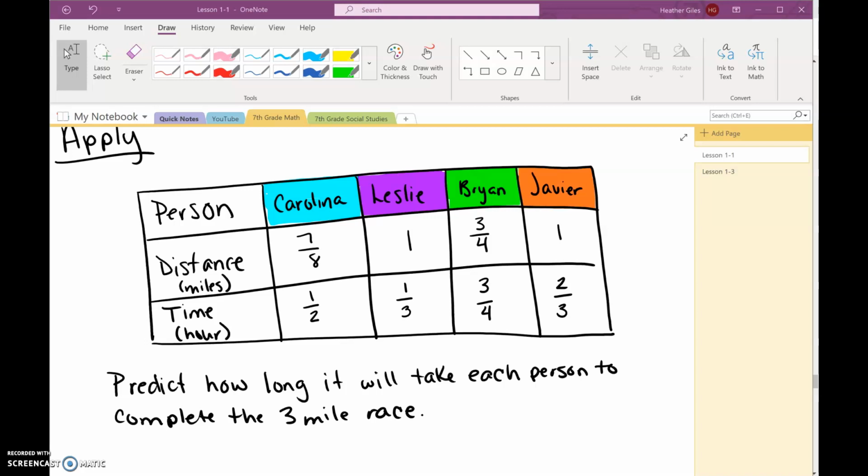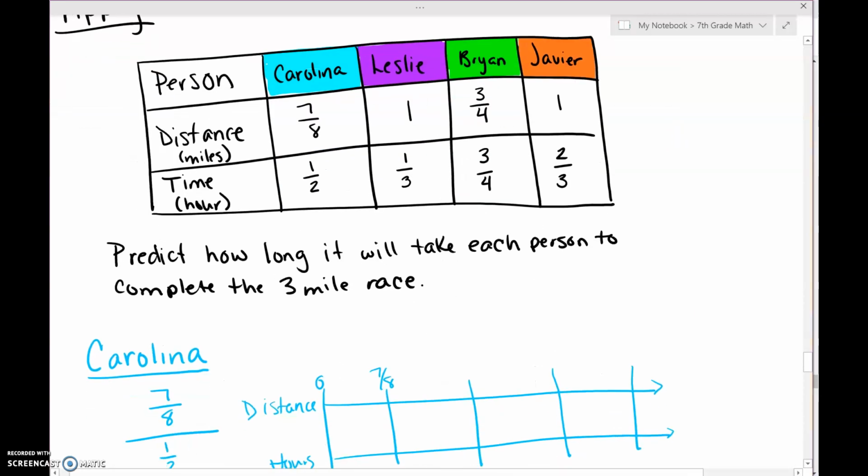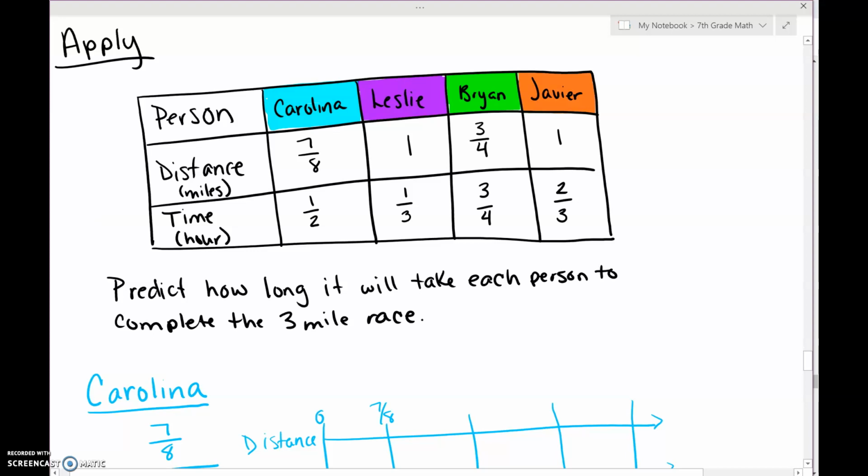All right, so we are applying all of the skills that we've learned. So we're going to look at this problem here. It says Carolina and her friends are training separately for a kayaking competition. The average distance and time traveled by each is shown in the table. The distance kayaked in the competition is 3 miles. Predict who will win based on the rate shown.